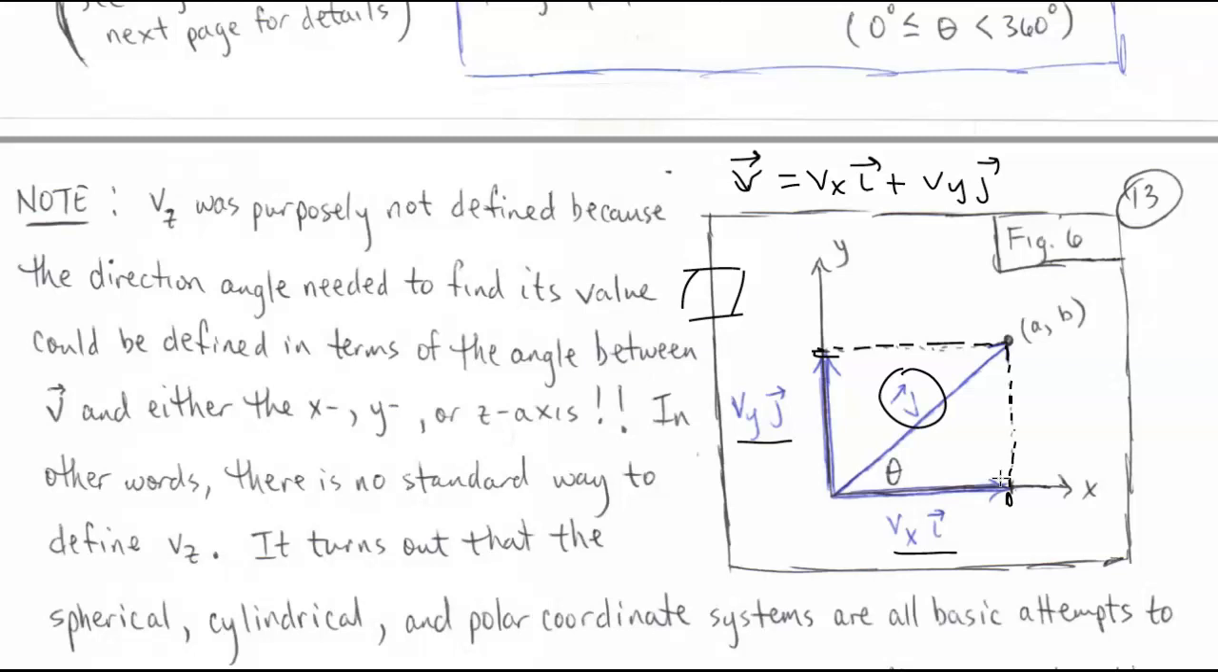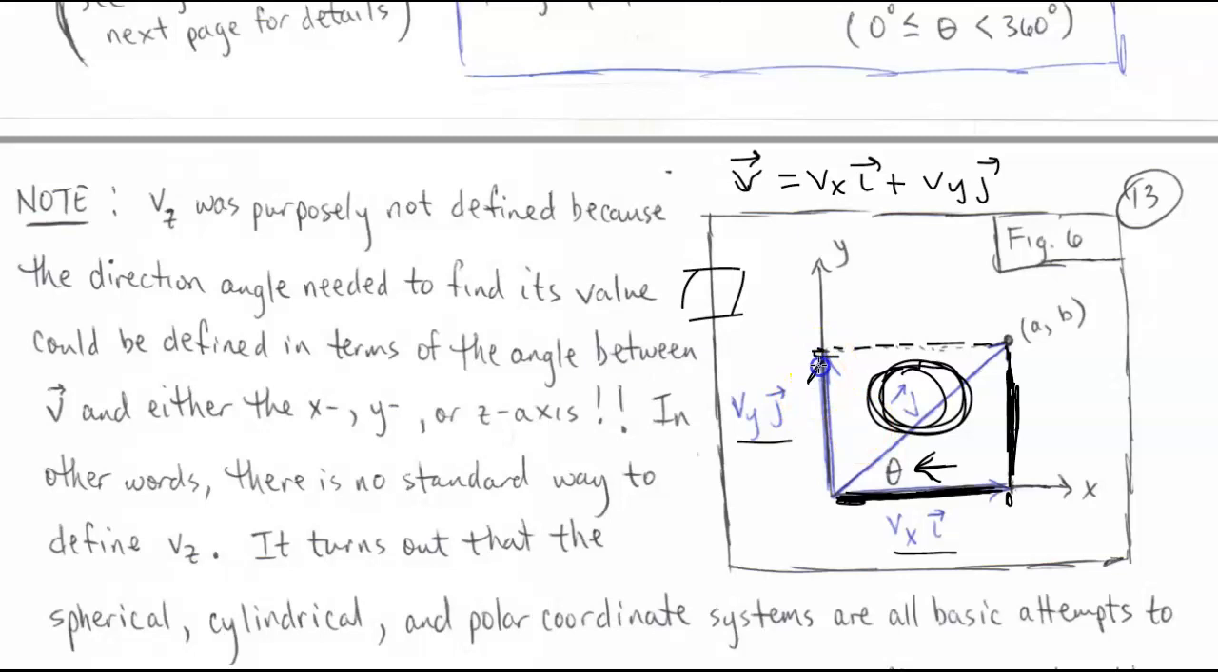Okay, so we know from trigonometry that the length of this portion of the vector component on the x-axis is the magnitude of this vector multiplied by the cosine of this angle. And to get this side, we would take the magnitude of this vector and multiply it by the sine of this angle.